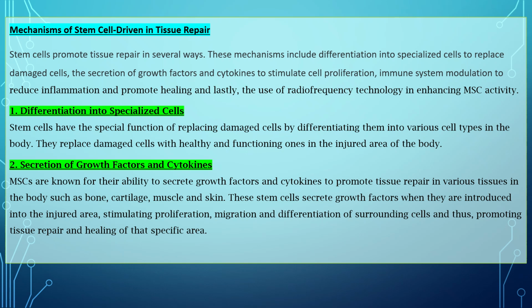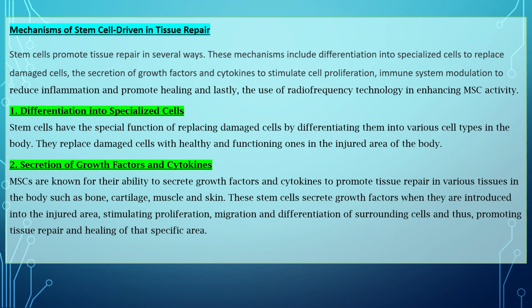The first one is differentiation into specialized cells. So what is this differentiation into specialized cells? This is one of the primary mechanisms of stem cell mediated repair, and it is the ability of the stem cell to transform into a specific cell type. For example, osteocytes, bone cells, chondrocytes, cartilage cells, myocytes, muscle cells, and epithelial cells, into the skin cells.